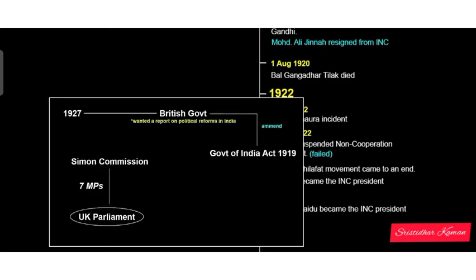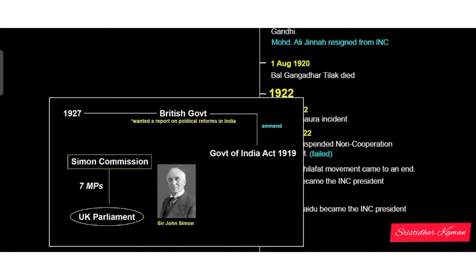The commission consisted of Sir John Simon and 6 other members. All of them were members of the British Parliament. There was not a single Indian as a member. It was composed solely of white people. The commission was an insult to Indians. These white men were to shape the future of India.